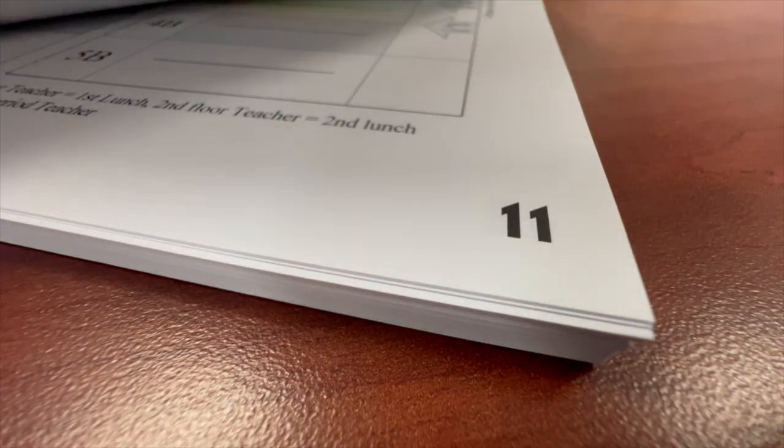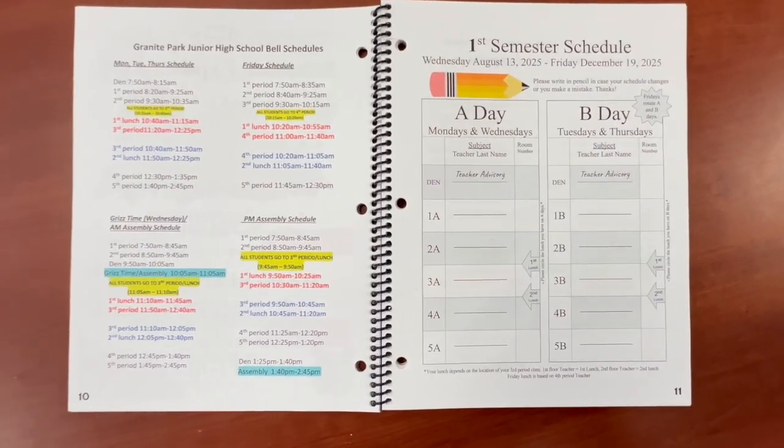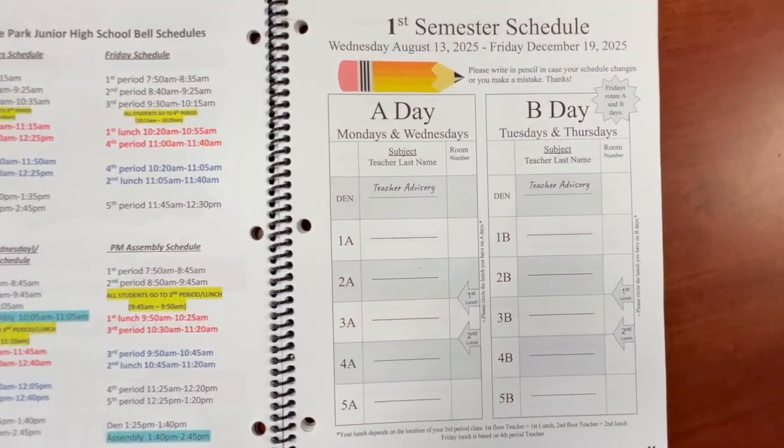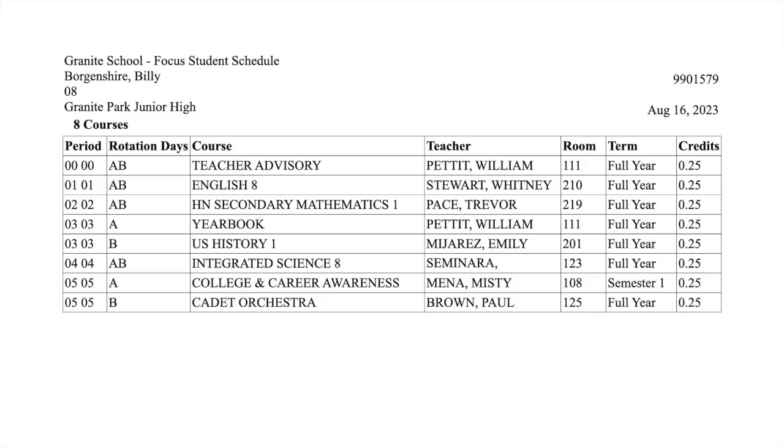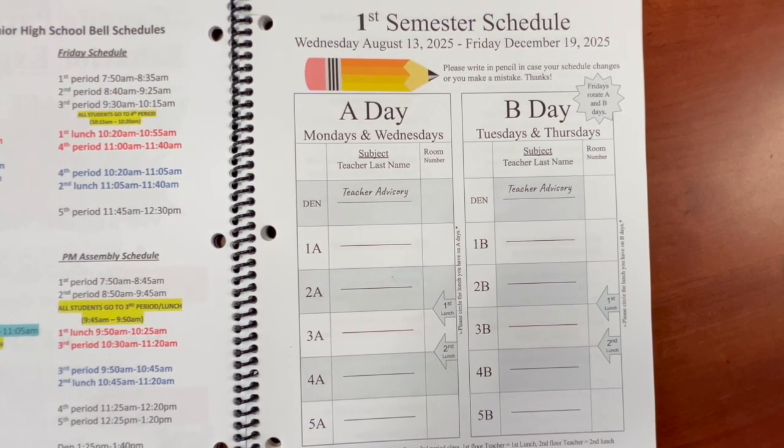Now let's flip to page 11. On page 11, you will see first semester's schedule. Your schedule looks like this. It's not so neat and tidy. So we're going to copy it and make it a little easier to understand.